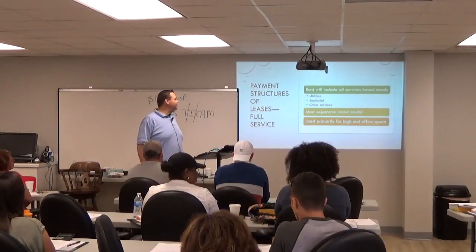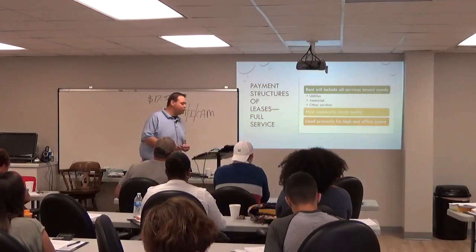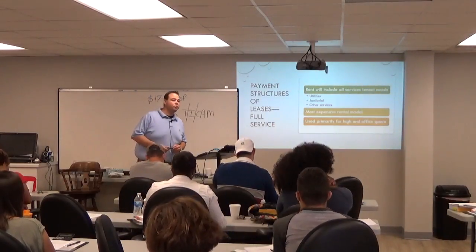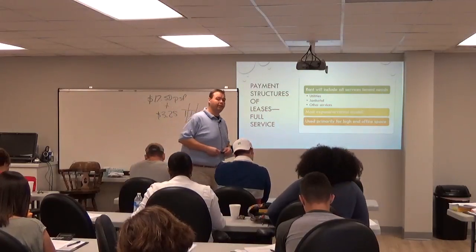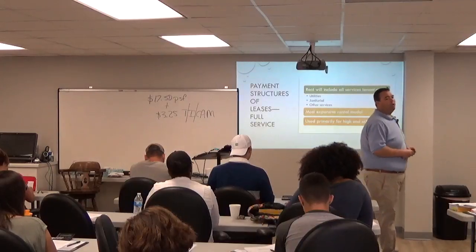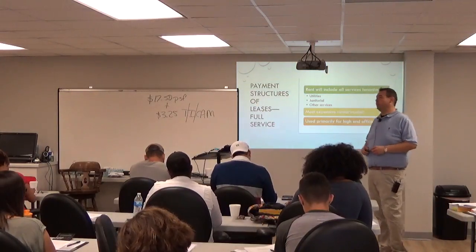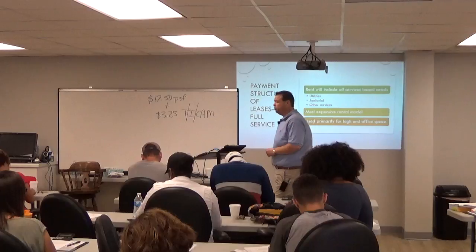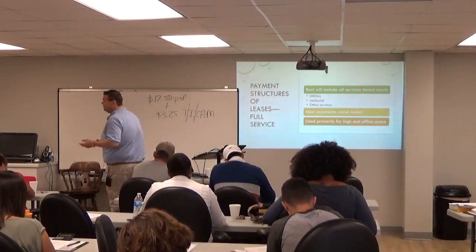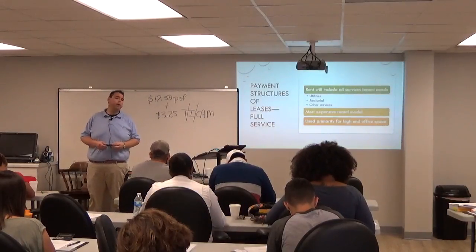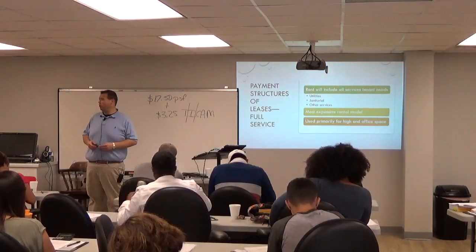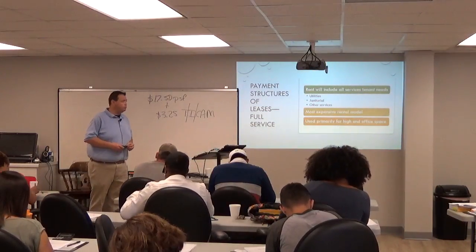Okay, and the last type of lease payment structure that we'll talk about in commercial leases is the full service lease. And as the name indicates, what do you think this is going to be as far as cost goes? The most expensive lease structure there is. A full service lease in the commercial world is one that includes most anything the tenant needs. It usually includes at a bare minimum utilities. Janitorial services are usually included in full service leases.